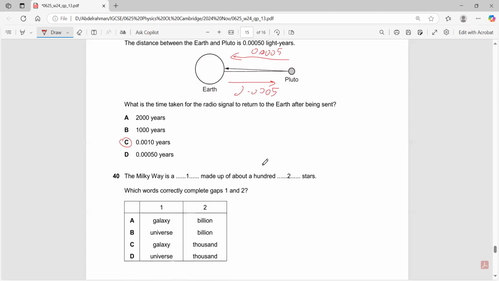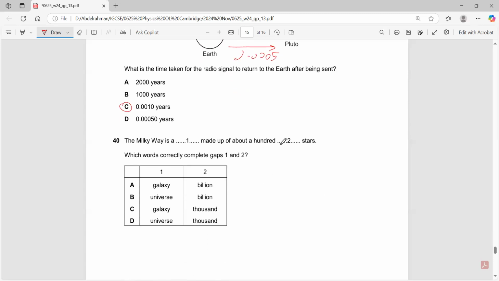The Milky Way is a galaxy made up of hundreds of billions of stars.